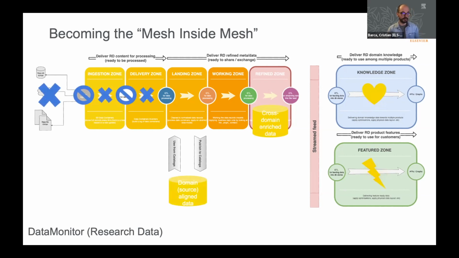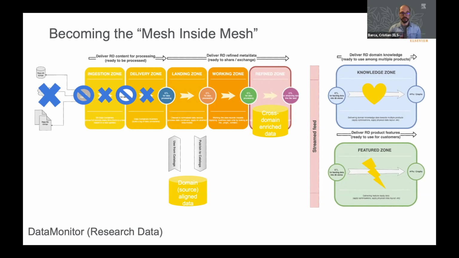Now let's take, for example, how we would be producing the cross-domain enriched data, right? We won't need any ingestion or any delivery here, because we're going to fully rely on the domain aligned data, and we need to have a representation in the landing zone of how we would model these cross-domain references separately from the domain aligned data, because they can look different. Then we can apply in the working zone some ways of working with this new model that we have, so that in the refined data we have the cross-domain enriched data.